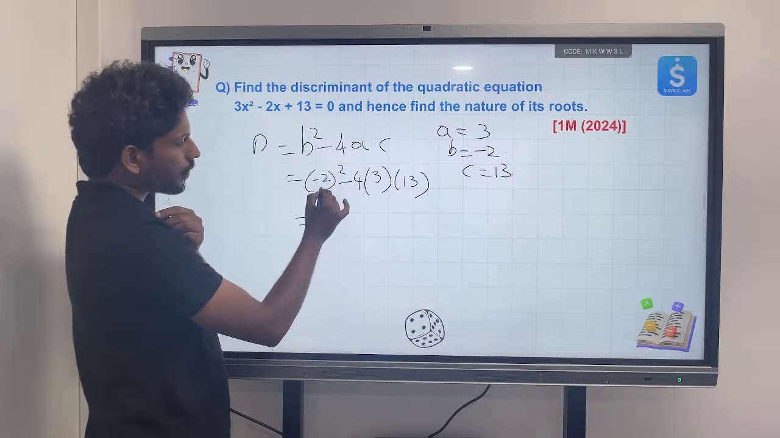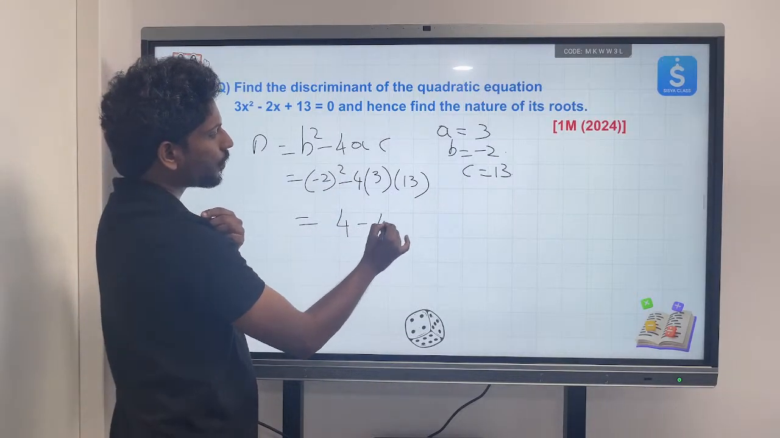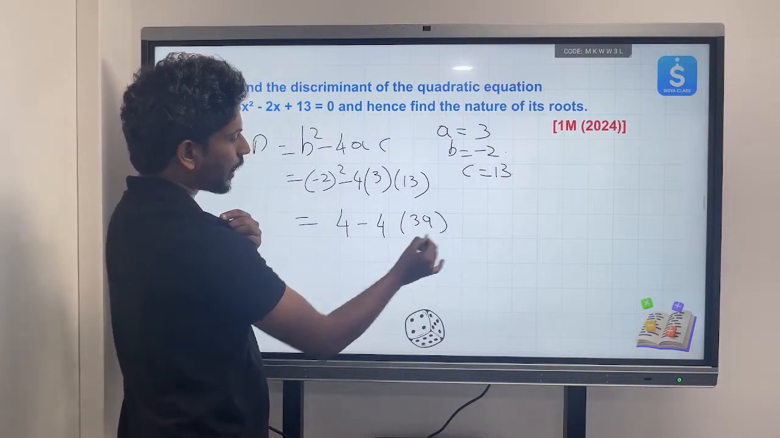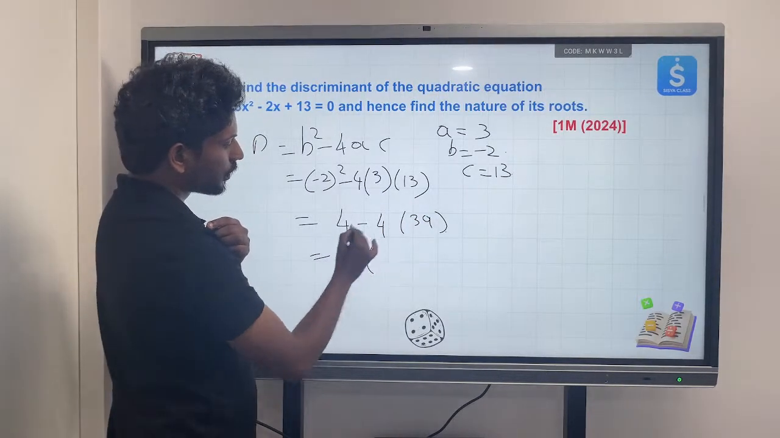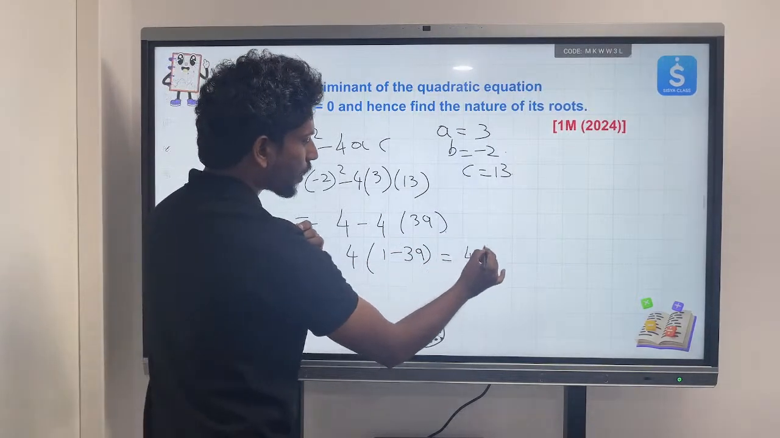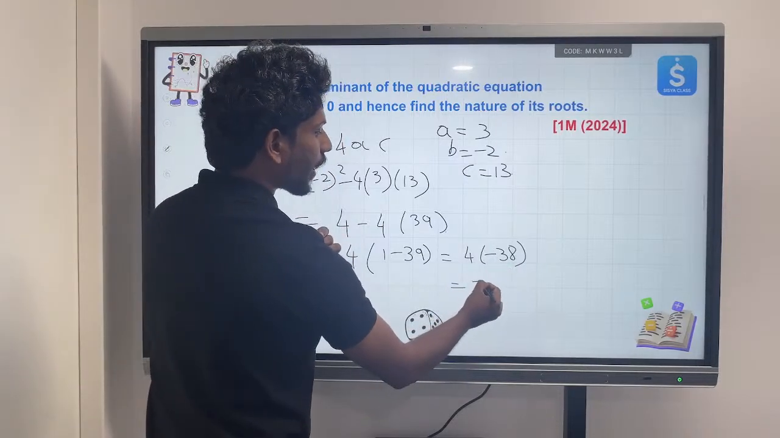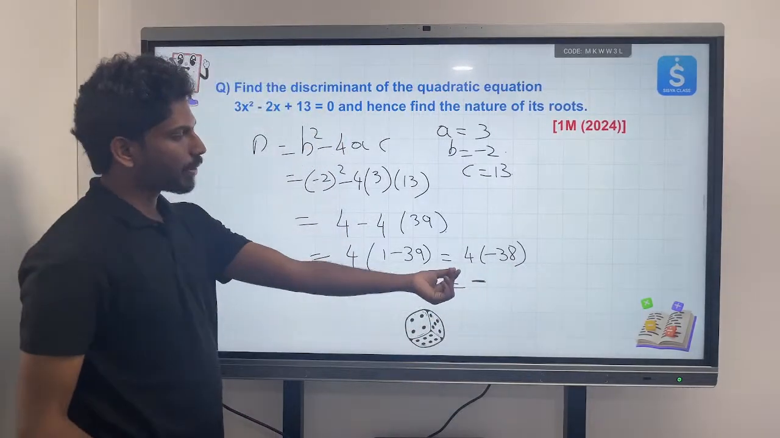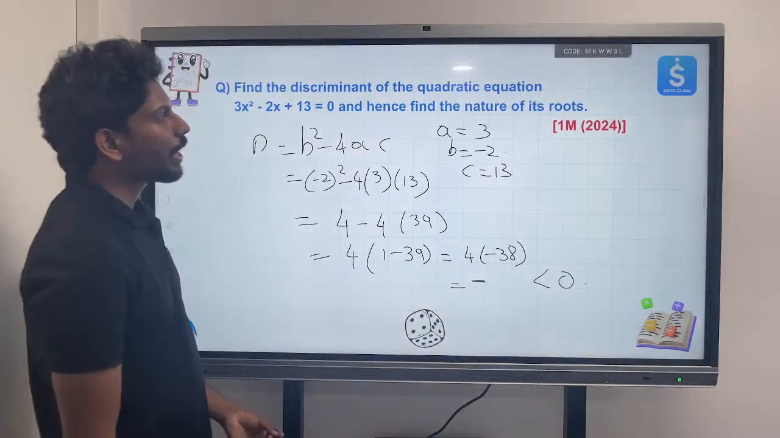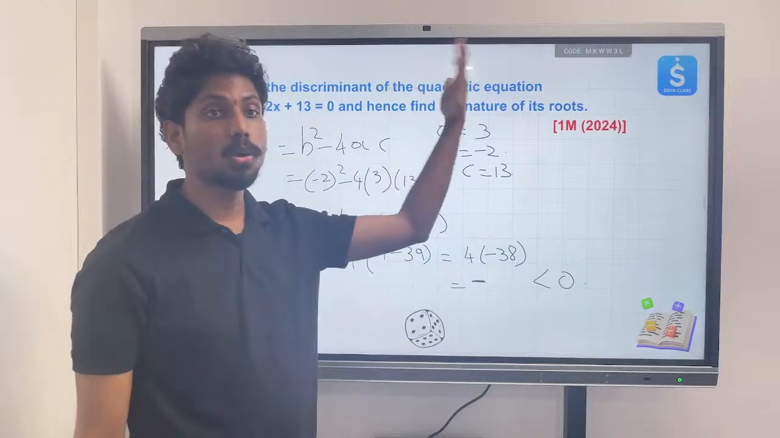So now what is minus 2 square? 4 minus 4 into 13, 3 13s are 39. So you can take 4 common. If you take 4 common, 1 minus 39, which will be 4 times of minus 38. So you will be getting some answer in terms of negative. It doesn't matter whatever the discriminant value is, but this value is less than 0. Hence, if the discriminant value is less than 0, then the nature of roots is that there are no real roots.